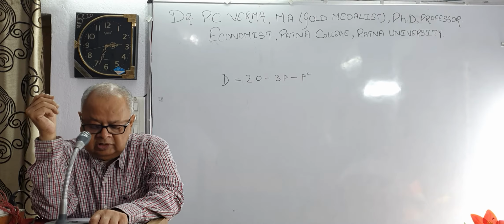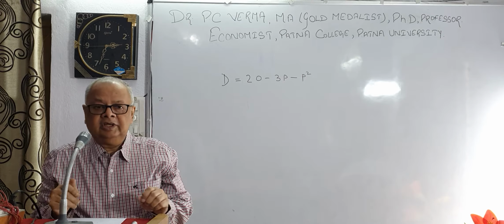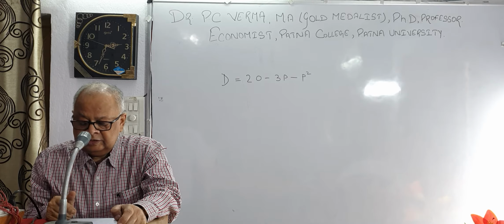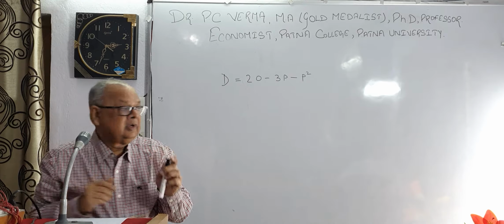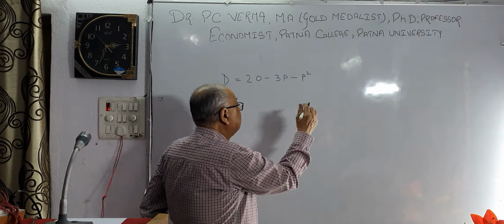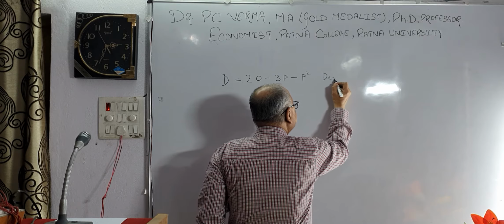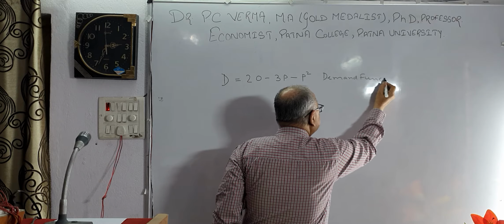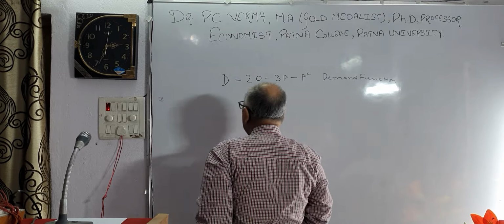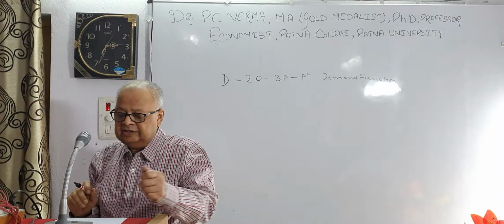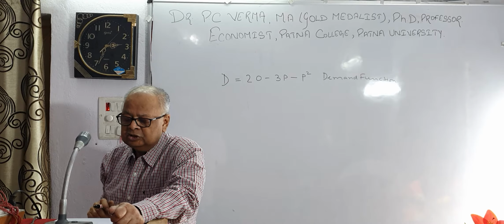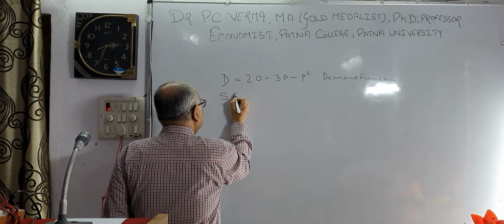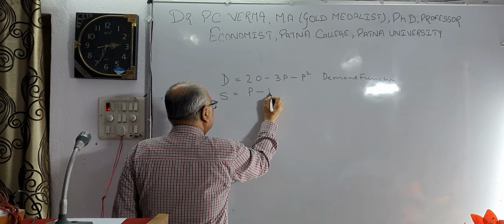Write down the demand function: D is equal to 20 minus 3P minus P square. This is the demand function. And then the supply function is S is equal to P minus 1.